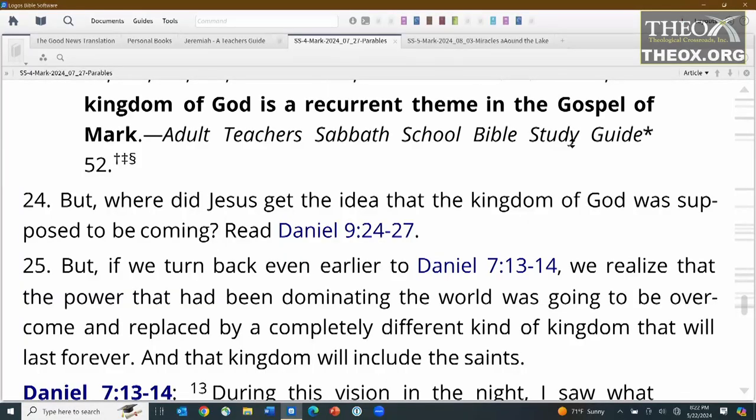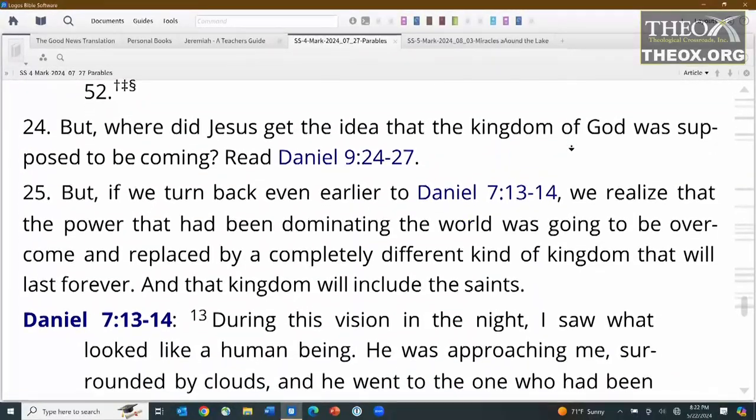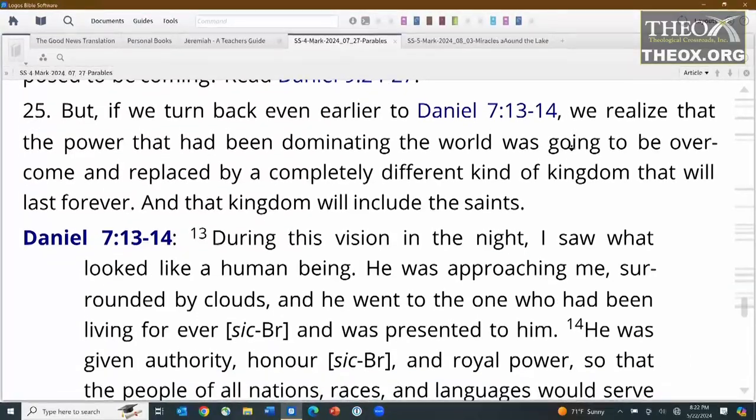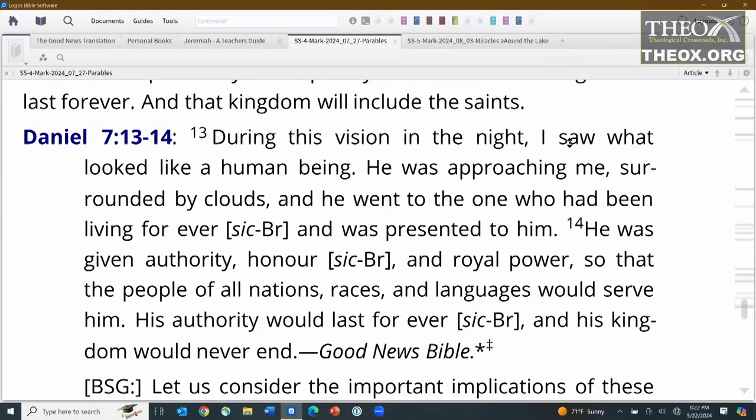Anyway, if we go back earlier to Daniel 7:13 and 14, we'll look at that in just a moment. We realize that the power that had been dominating the world was going to be overcome and replaced by a completely different kind of kingdom that will last forever. Immediately we have an idea what kind of kingdom that is. And that kingdom will include the saints. Charles? Yes, sir. Daniel 7:13, 14.